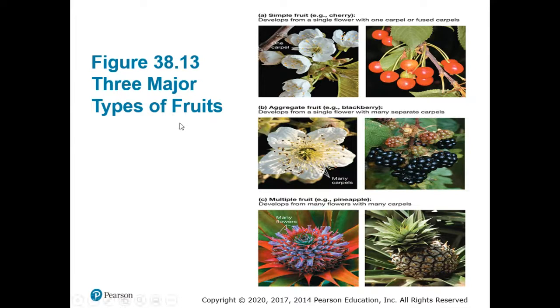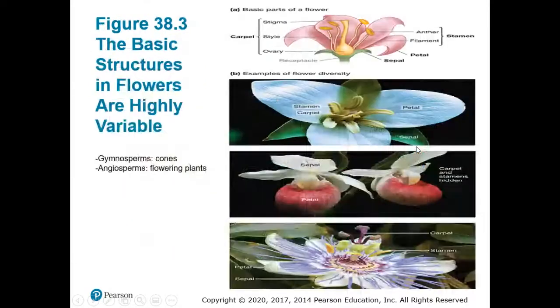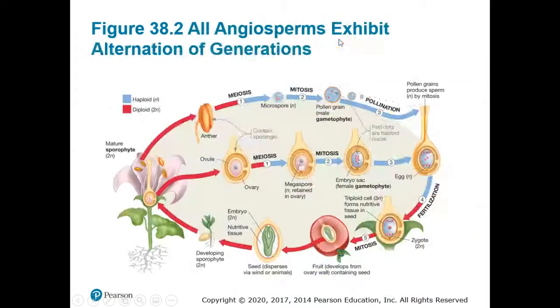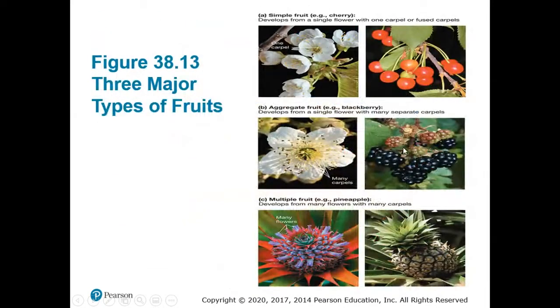So real quick about fruit structure here. Lastly, there's three major types of fruit. So there are simple fruits that develop from a single flower. Right? Fruits were flowers at one point. There's aggregate fruits that develop from a single flower with many separate carpels. Right? Keep in mind what a carpel is. Carpel is the reproductive structure, female reproductive structure of the plant. So many carpels, one flower.